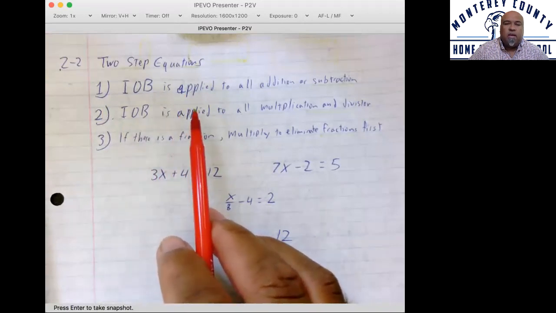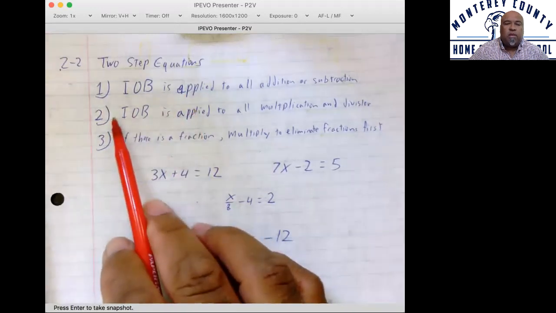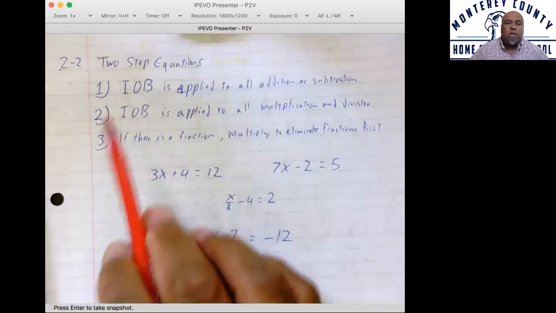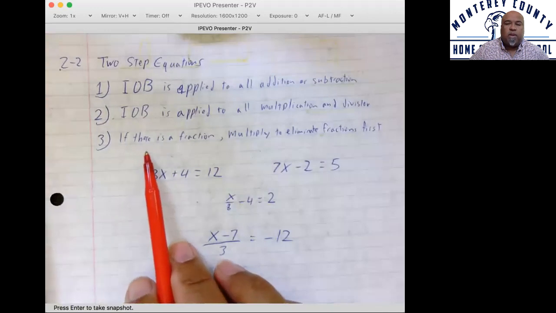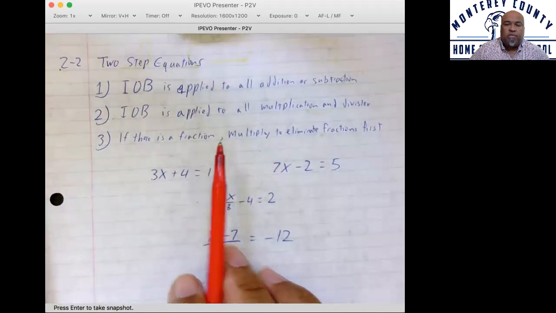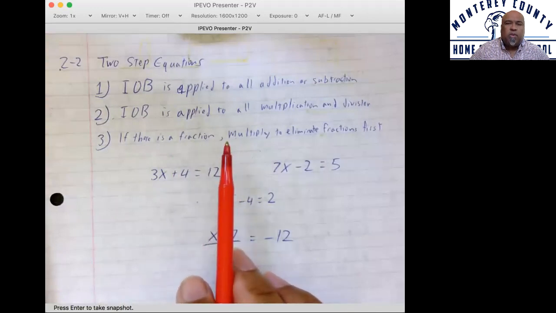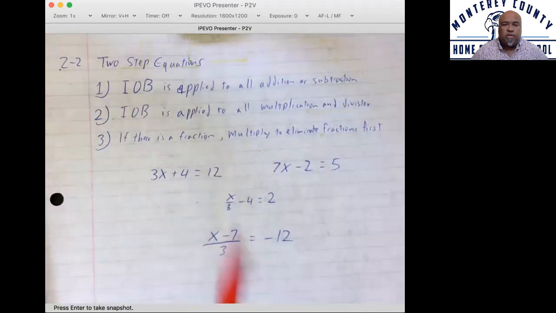Now in most problems, after you do part 1 and part 2, you will be done with the problem. Part 3, if there is a fraction, multiply to eliminate the fraction first. Now I don't mean a regular division problem fraction, but like if everything is stuck in the numerator of a fraction. So let's go ahead and practice IOB to addition and subtraction first.